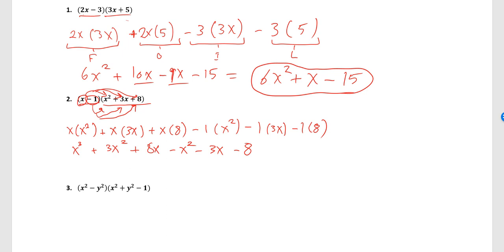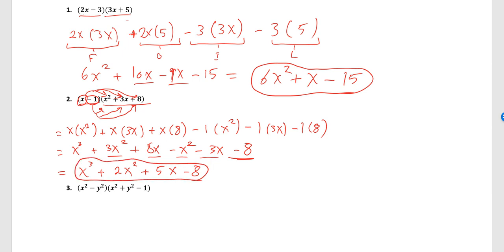Okay, and then this gives us, so x cubed, there's no other term with x cubed, so it stays as is. X squared, we have 3x squared minus x squared is plus 2x squared. Okay, and then 8x and minus 3x is plus 5x. Right, 8 minus 3 is 5. And then just a negative 8, or minus 8. And this is our simplified answer.